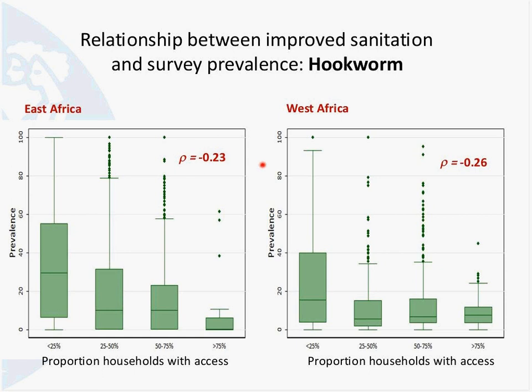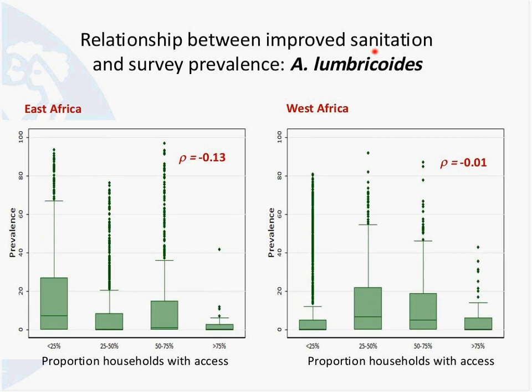and there's quite a strong correlation of 0.23. For West Africa, this relationship's not quite as clear, but there's still a very large range of prevalences at low coverage of sanitation and a very small range of prevalences at high levels of sanitation. So this is hookworm. If we look at one of the other STH, so this is Ascaris, this is roundworm, you can see that the relationship with improved sanitation drops away.